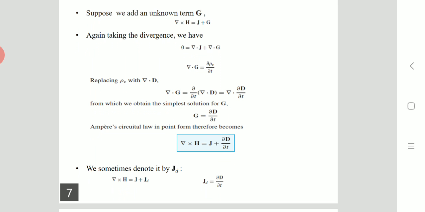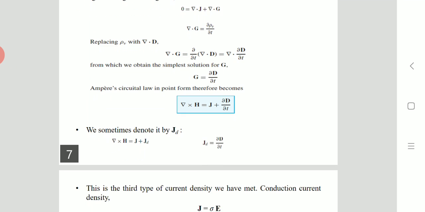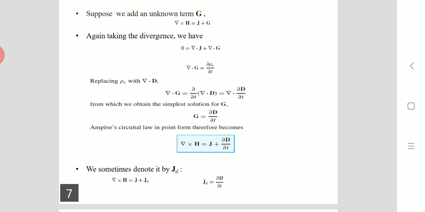So as per the equation, now replacing rho V with del dot D, we have del dot G is equal to ∂/∂t of (del dot D). You can use this as the equation for del dot G, where you can have del dot ∂D/∂t, from which we obtain the simplest solution for G, that is G is equal to ∂D/∂t.